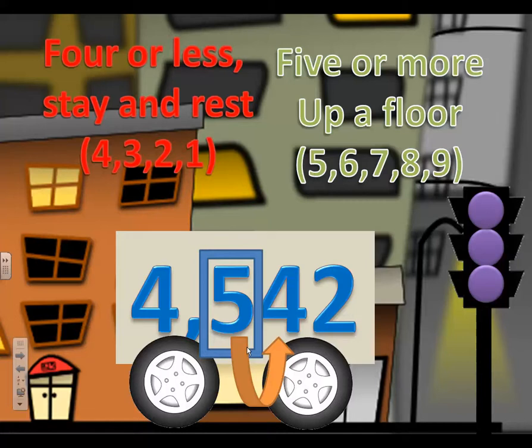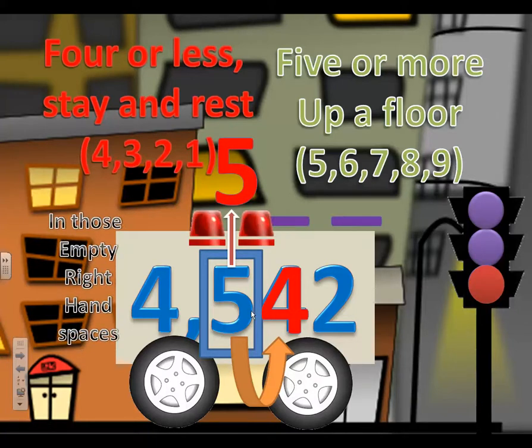So if we look at this number, since it is 4 or less, it is the number 4, it's going to stay and rest. That means we are not going to put our foot on the gas pedal, and this car is not going to go forward. We have a red light. So that means the number that we marked, the 5, is going to stay a 5.